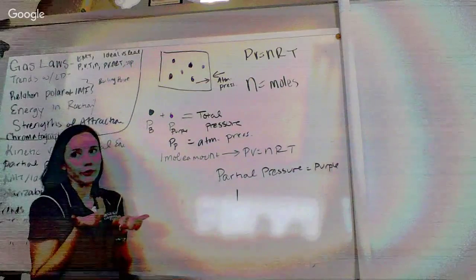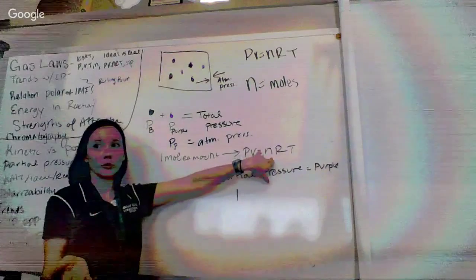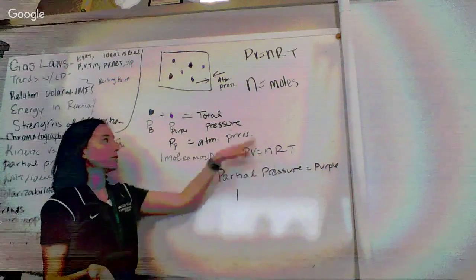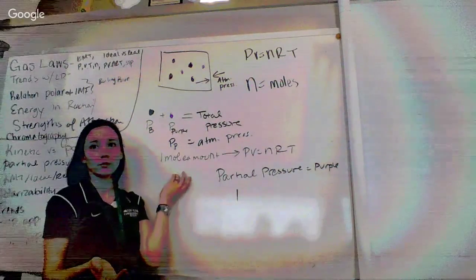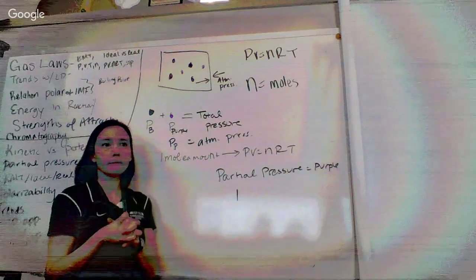You could do it in reverse. If you plugged your pressure in, you would solve for the total number of moles. You would then subtract however many moles you had that were purple. You could do it both ways. Fair enough.